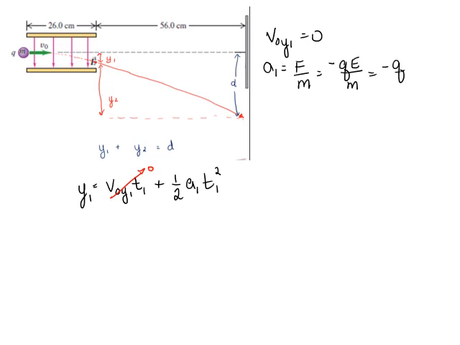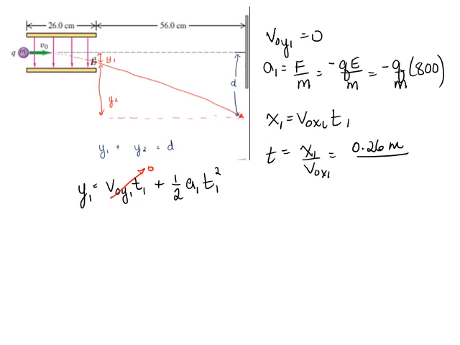Our electric field E is 800 newtons per coulomb. To keep things simple, I'm going to drop my units here. If you prefer to keep them in, you certainly may. What is our time t1? Well, let's think about the horizontal motion. We know that the distance it travels x1, 26 centimeters, is the x component of velocity, v initial x for the first region, times t1. So our t1 then is going to be x1 over v0x1. 26 centimeters, put that in meters, divided by the velocity, which is 5,000 meters per second. And we get t1 is equal to 5.2 times 10 to the minus 5 seconds.